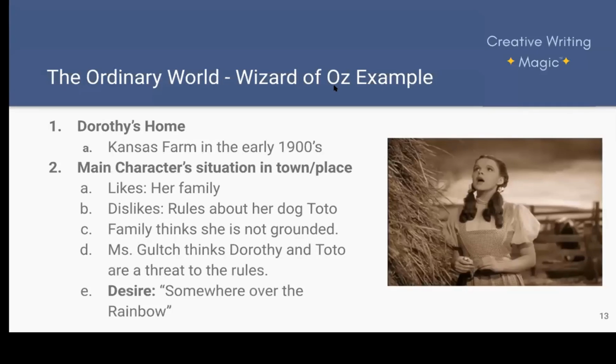So the ordinary world with the Wizard of Oz example, we've got Dorothy's home, the Kansas farm in the early 1900s. And the main character's situation is that she likes her family. She dislikes the rules about her dog Toto. The family thinks that she's not grounded. Miss Gulch thinks Dorothy and Toto are a threat to the rules. And the desire, as we mentioned, somewhere over the rainbow. So that firmly establishes Dorothy in Kansas, and we all understand her situation.